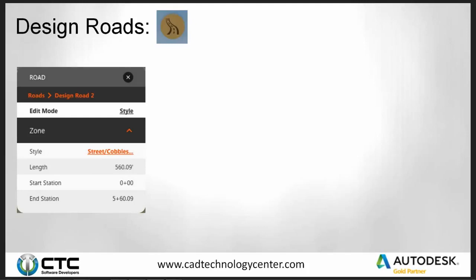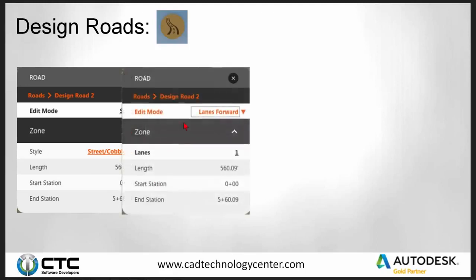So it gives me the capabilities of just having to fine-tune it in Civil and not have to basically recreate the wheel. But with design roads, you have a few extra functions when it comes to the properties. The first one is the style. Pretty basic. I mean, it's the same as a create road. I can come in and change the style. I can see the length. I can see where it starts, where it ends. But then I have the ability to go into lanes forward or lanes backward, and I can actually add lanes.